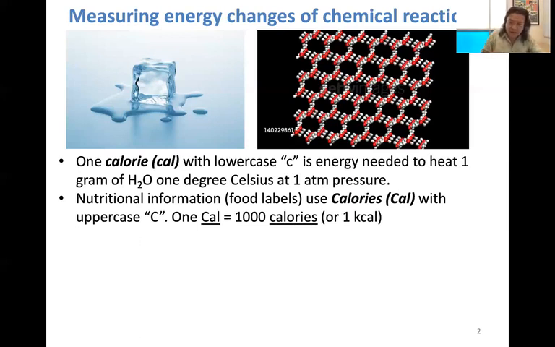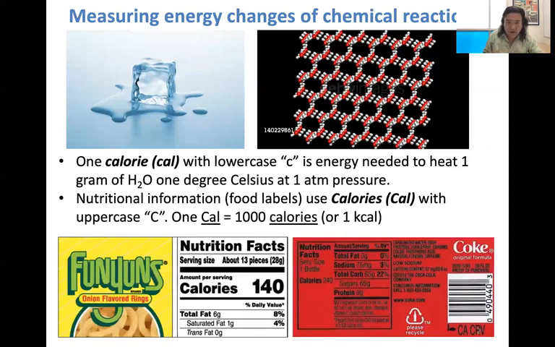So let's think about this idea of calories again. That's how we measure the amount of energy that we're dealing with in a chemical reaction. If we talk about our normal everyday familiarity with calories with a capital C, we can look at things like nutrition labels. So here's Funyuns and Coke. That's what I pretty much survived on when I was in your shoes as a college student. Funyuns, Coke, and the occasional pizza, right?